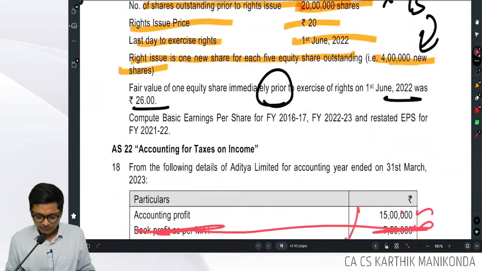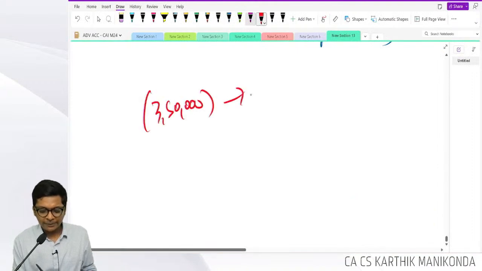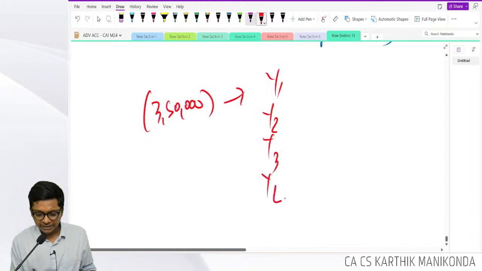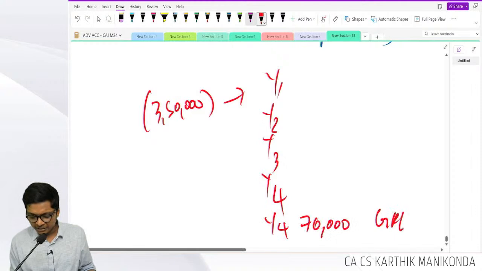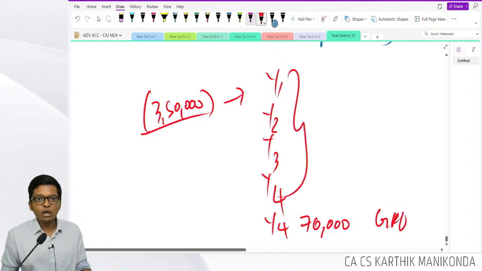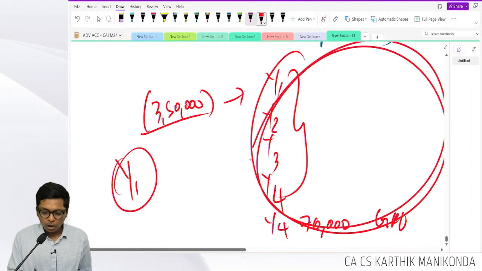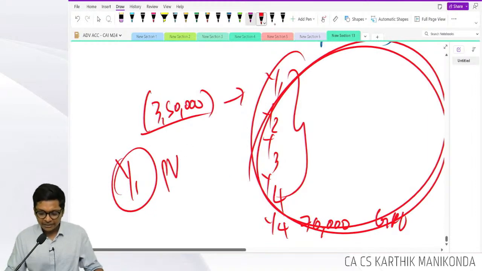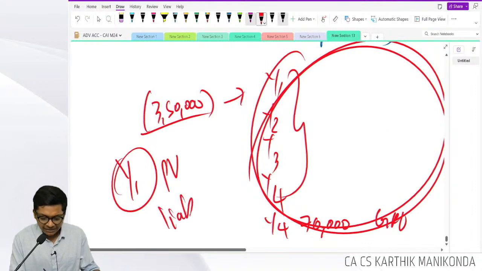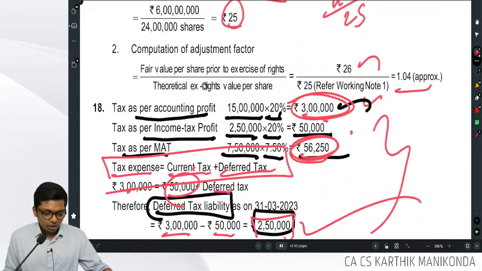So basically, in this question 3,50,000 will be paid in year 1, year 2, year 3, year 4. And in year 4, I will again pay 70,000 of GRV along with the 3,50,000. These are the future cash flows. I want to find out what will be the value today of all of this, the present value, and that will be my computation and that will be my liability. So simply find the present value of all of that.